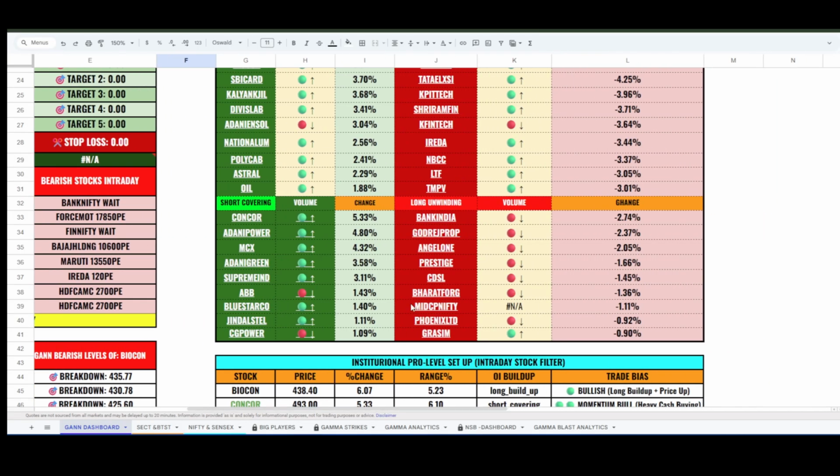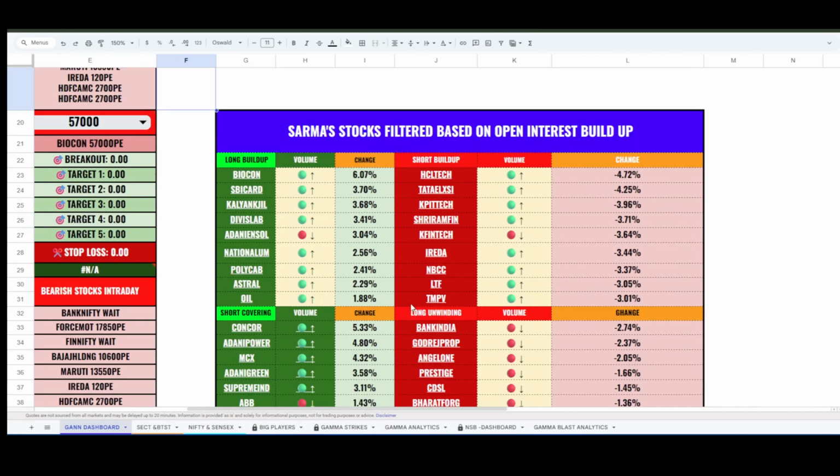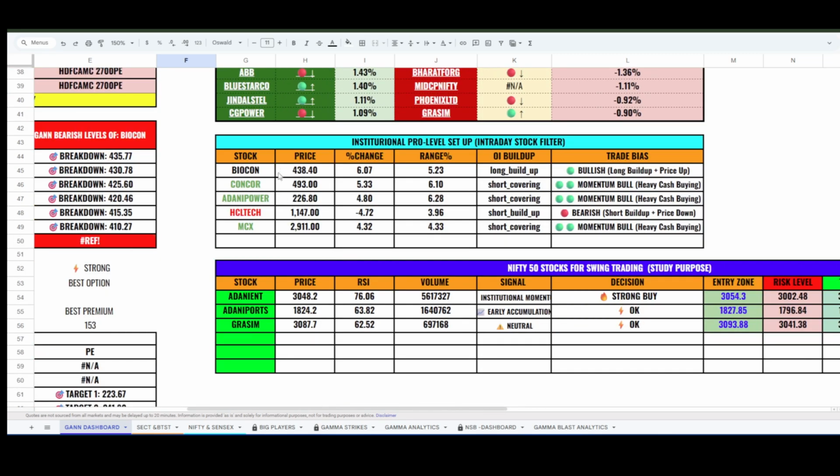And when you scroll down on the right side, you see the stocks with long build up, short cover, short build up, short covering, long unwinding. These stocks are so good. And there is another institutional pro level setup for intraday stocks. These are the best stocks, pulled out and filtered here with a reasoning, like what the bias is, whether it is bullish, whether there is momentum. This way you can check the stocks.